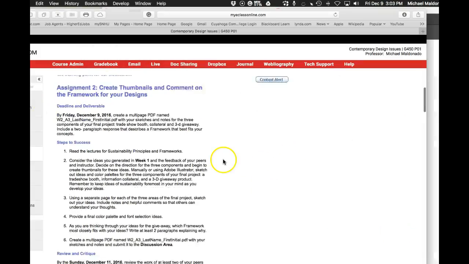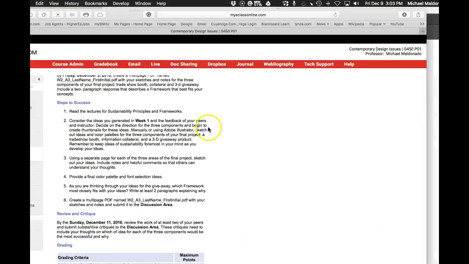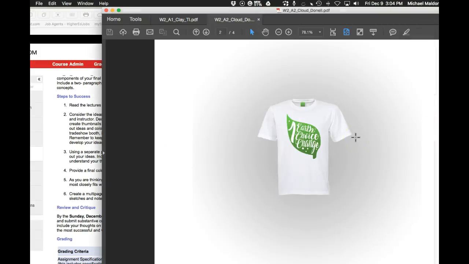And right now, the specifications indicate that you're going to give ideas for the three components: the information collateral, the 3D giveaway piece, and the trade show booth. And the idea behind giving your thoughts and your ideas is that you can give us a complete and detailed description of how each of these components is sustainable. In other words, you've got the T-shirt, all right?